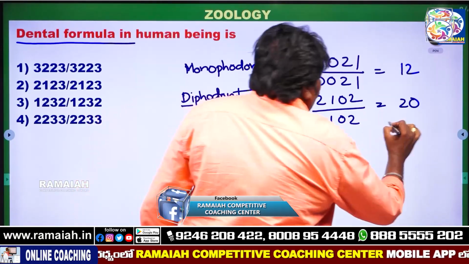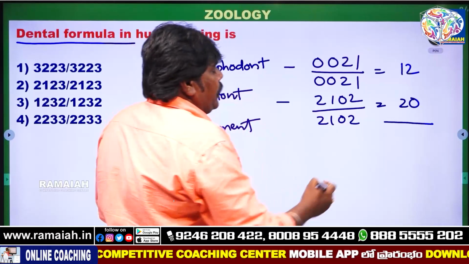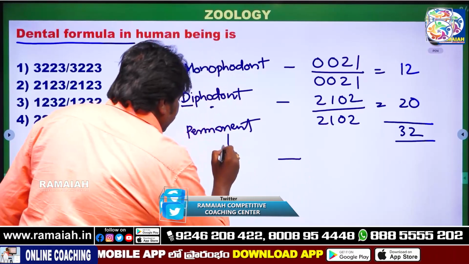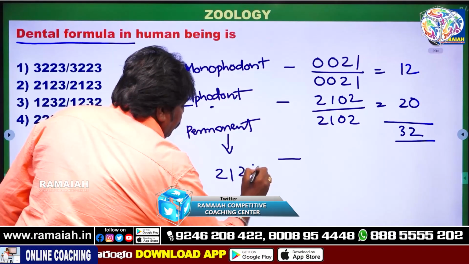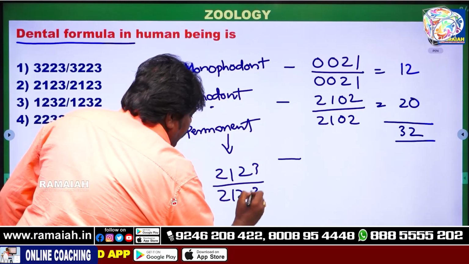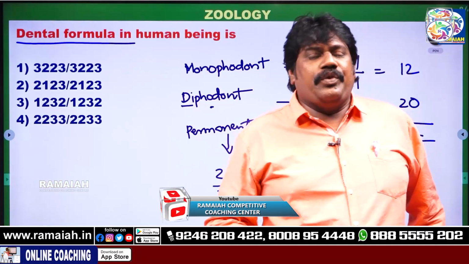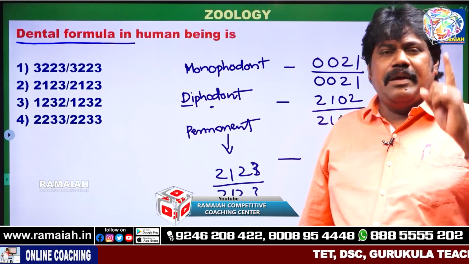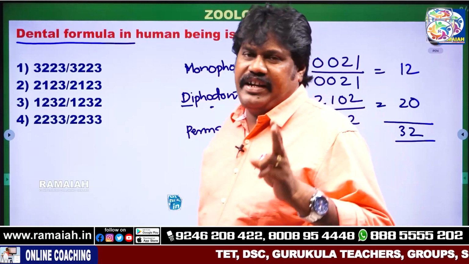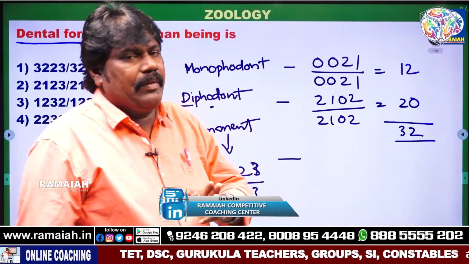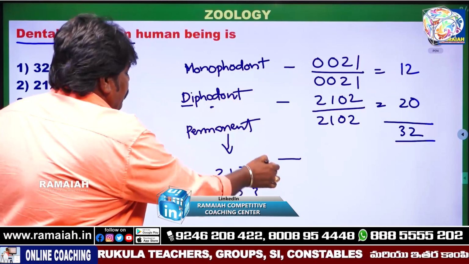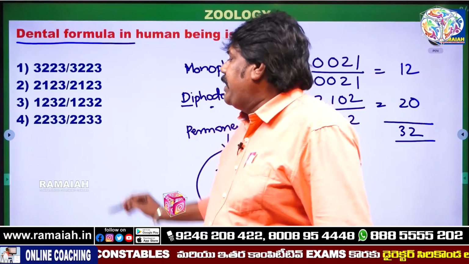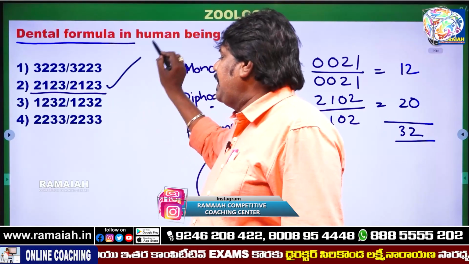So the total of the monofodont and then difodont dentition means 32. The permanent dental formula is 2123 by 2123. As biology students, we know the three dental formulas of human beings: monofodont dental formula, difodont dental formula, and then permanent dental formula. Here they are asking for the permanent dental formula, that is 2123 by 2123. Here 2123 by 2123 is the right answer.